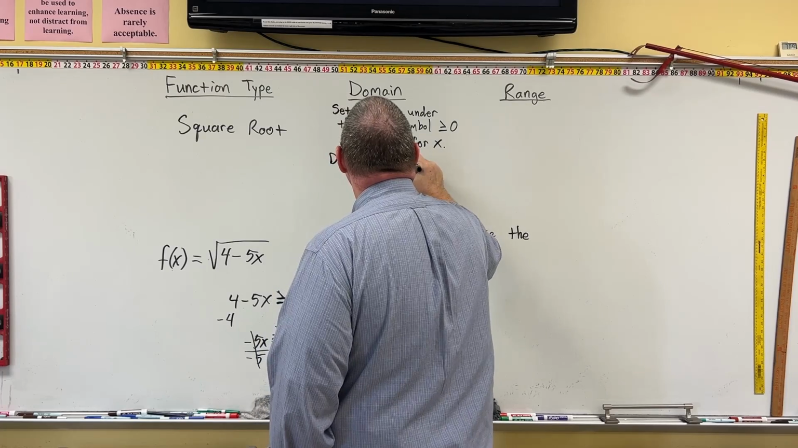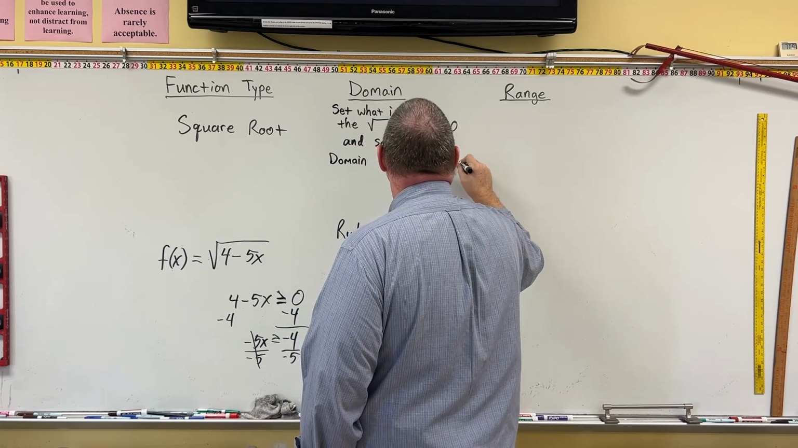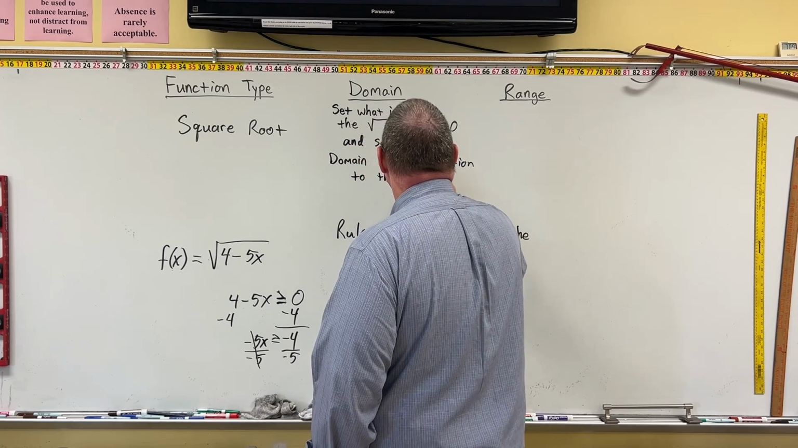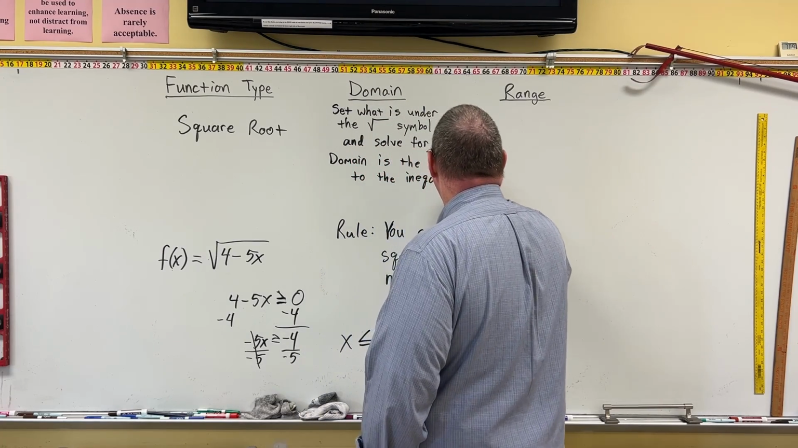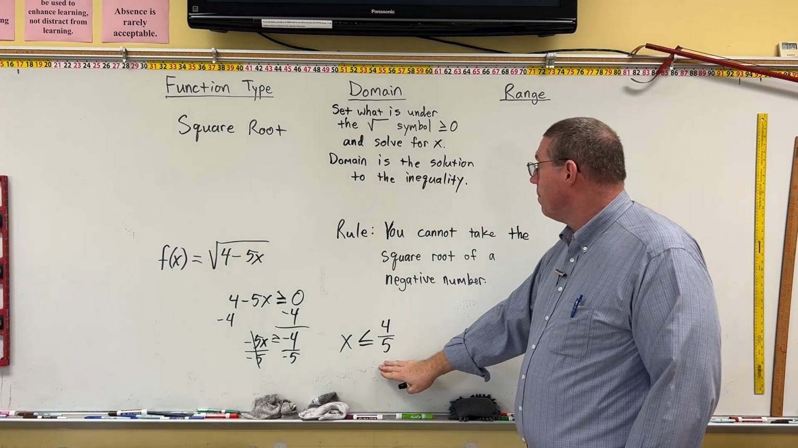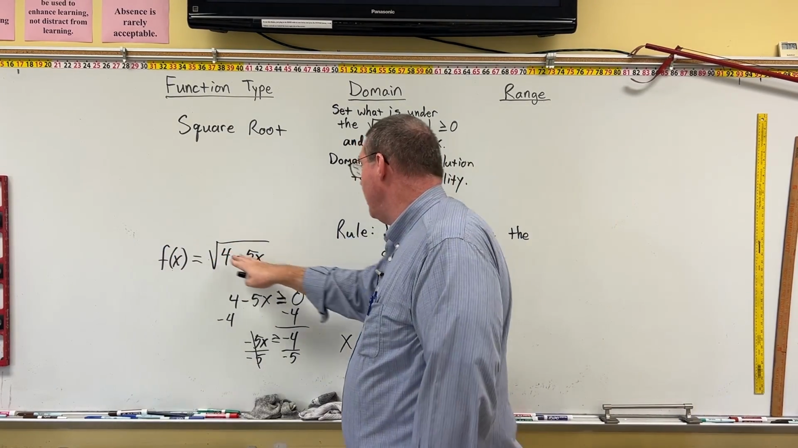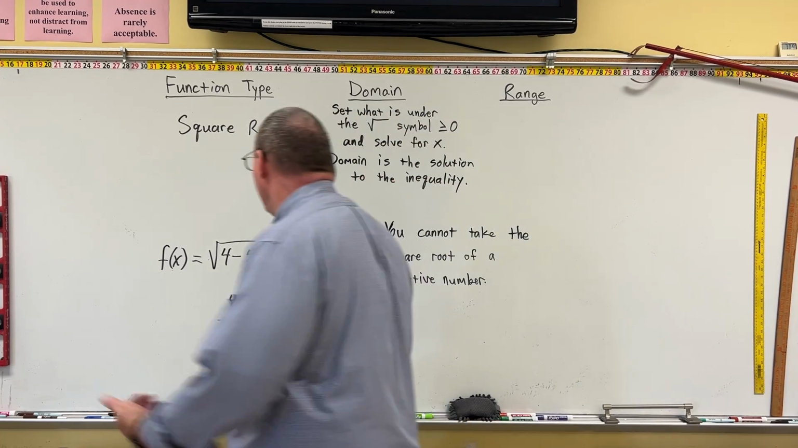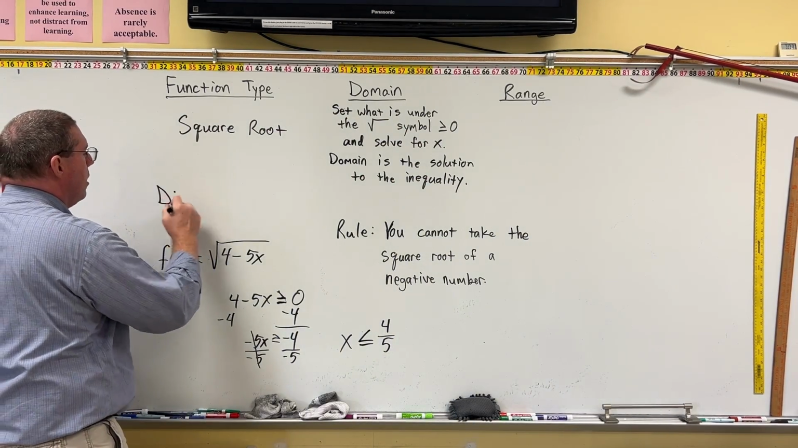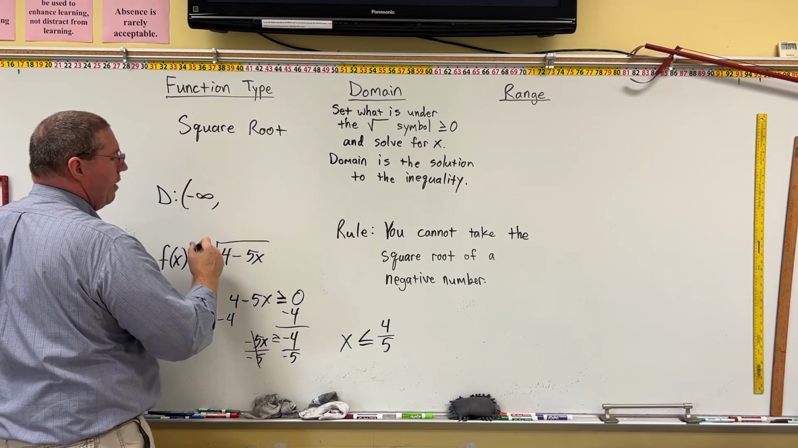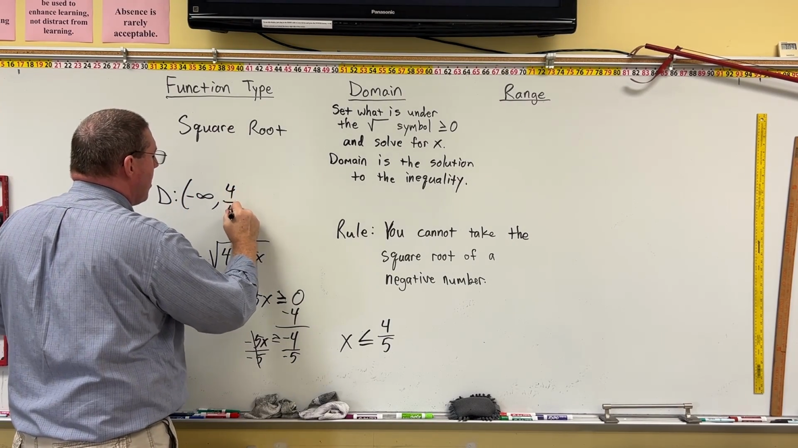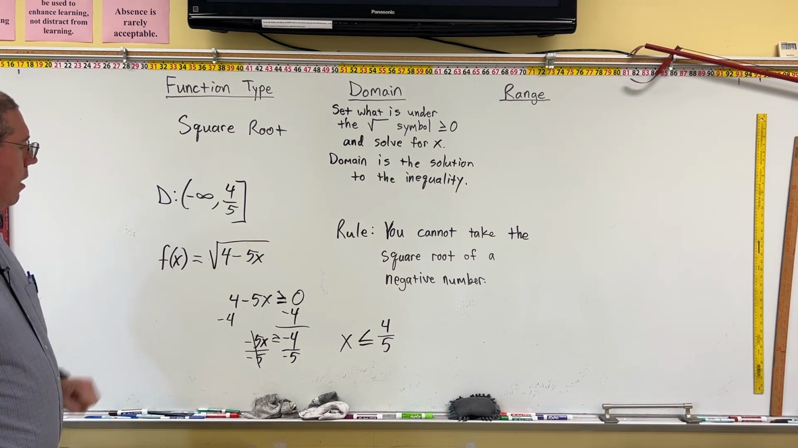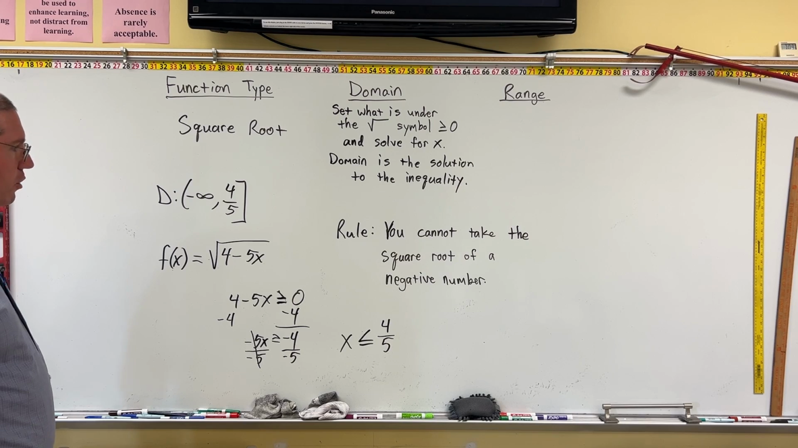When we solve for x, the domain of the square root is the solution to the inequality. Okay? So the domain of this function is all the values of x less than or equal to 4/5. We can write that as an interval. D is every number from negative infinity up to 4/5, and we include 4/5, so we put a bracket. So this is the domain of this square root function.